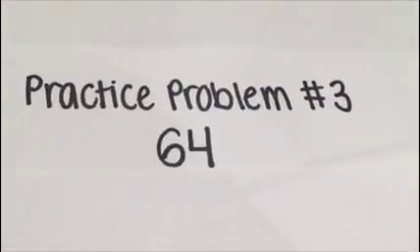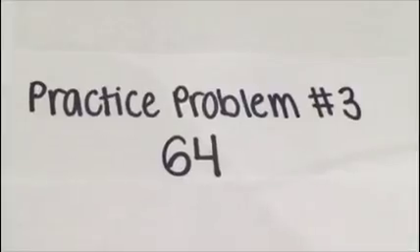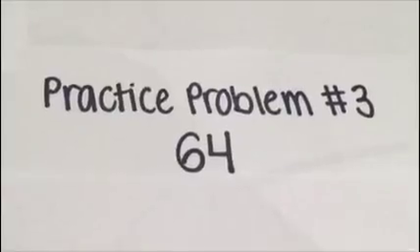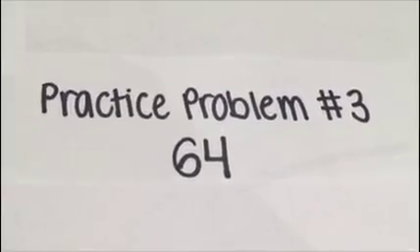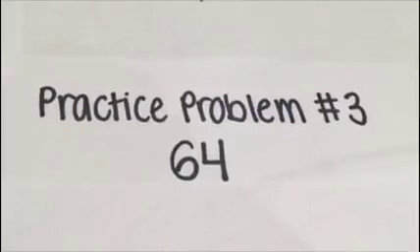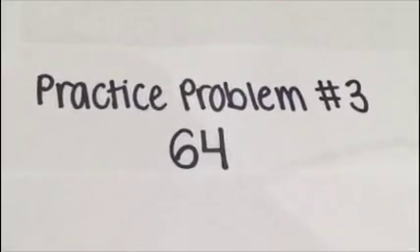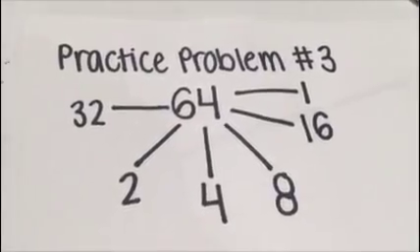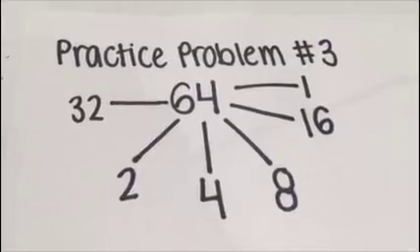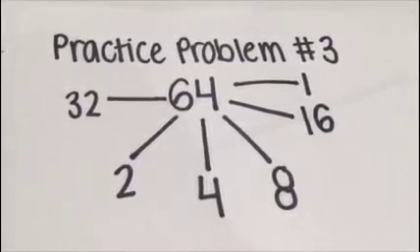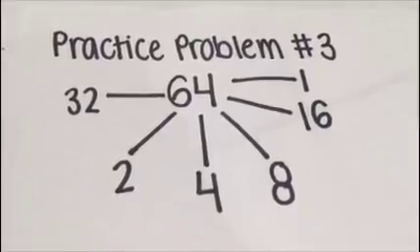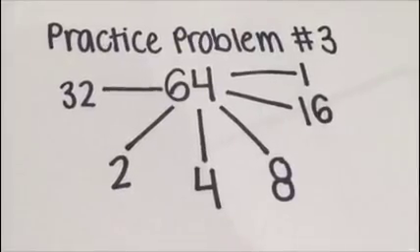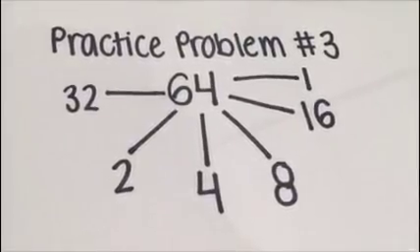Here's practice problem number 3. Is 64 a prime or composite number? If it is a composite number, then list its factors. Pause here to try and solve it on your own. Here's the answer to practice problem number 3. The factors of 64 are 32, 2, 4, 8, 16, and 1. Because 32 times 2 equals 64, 4 times 16 equals 64, 8 times 8 equals 64, and 1 times 64 equals 64, it is a composite number.